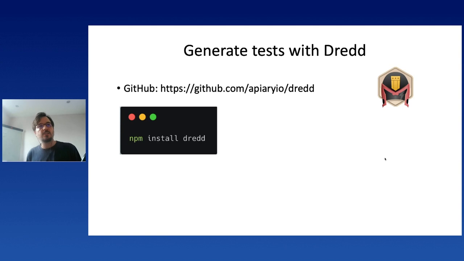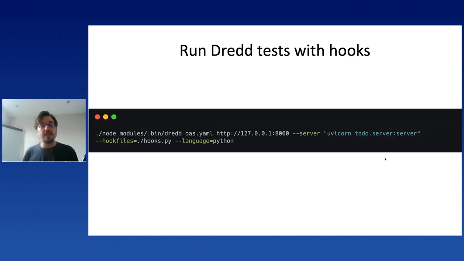So Dredd is a classic in the world of API testing and validation. It's the first library of its kind that is capable of looking at an API specification and based on that, launching a test suite against the server. It is an npm package, so you need a Node.js runtime on your machine to work with it. And running it is very simple. All you need to do is give it the path to the API specification file, then you give it the base URL of your server. Optionally, you can give it instructions about how to start up the API server.